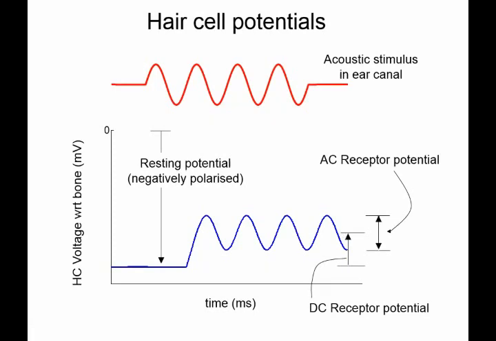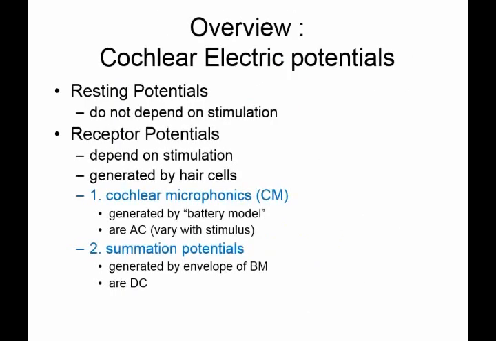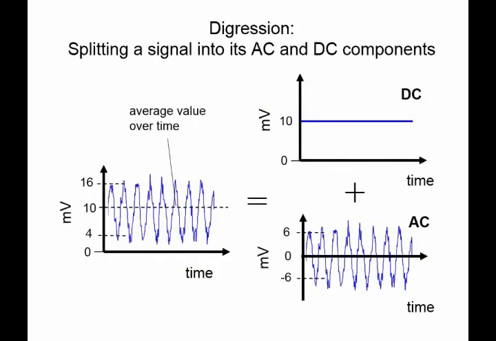So the deflection of the hair cells away from the modiolus does everything that I just said. Opens the ion channel, increases the currents into the cell, depolarizes the cell, and so on. And conversely, the deflection towards the modiolus reduces a little bit the likelihood of firing.